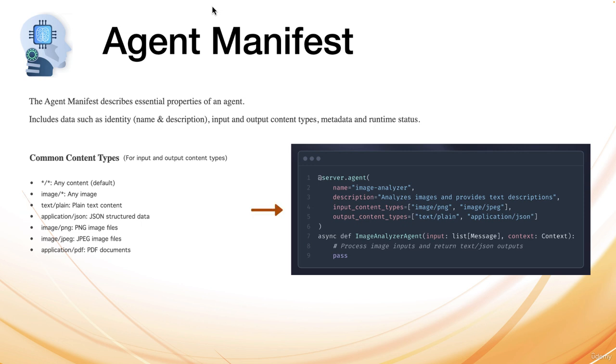The picture on the right side of the screen shows a very simple manifest defined for an agent in Python code. As you know, we normally create a function and then we decorate it with server.agent. You provide the manifest inside the server.agent. In this example, we have provided name, description, content type for the input, and content type for the output. And as I mentioned before, we use these pieces of information for online agent discovery.